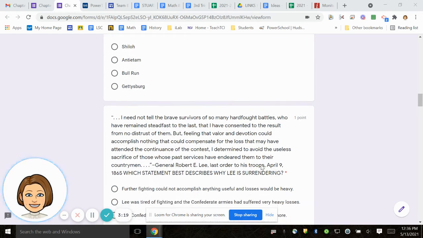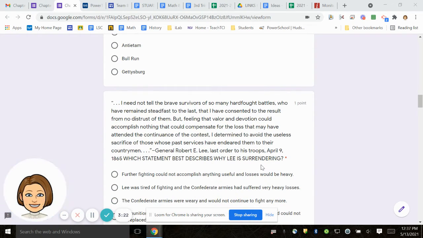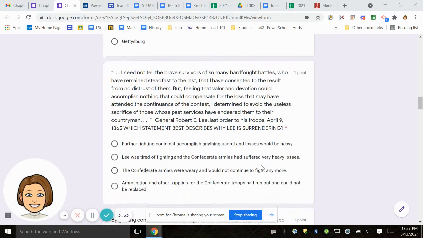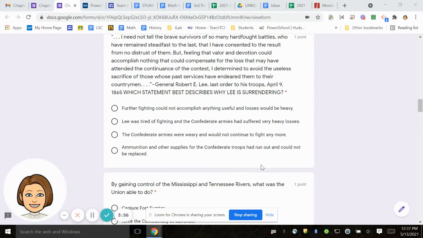Number 6, from this quote, I need not tell the brave survivors of so many hard-fought battles who have remained steadfast to the last that I have consented to the result from no distrust of them. But, feeling that valor and devotion could accomplish nothing that could compensate for the loss that may have attended the continuance of this contest, I determined to avoid the useless sacrifice of those whose past services have endeared them to their countrymen. This was said by Robert E. Lee in 1865 when he surrendered.